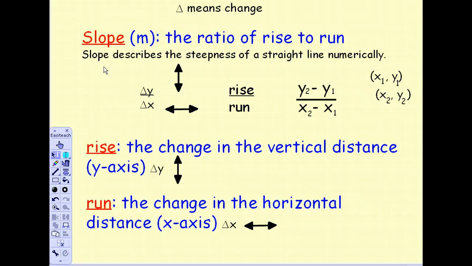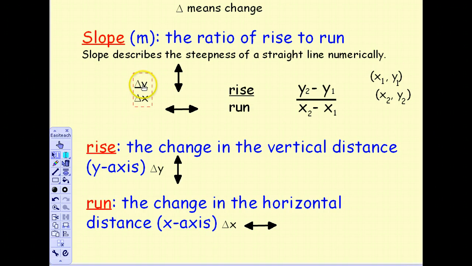If it's a really high number, that means the line is a really steep line. If it's a low number, the closer it is to 0, the more flat the line is. Okay, we use this Greek symbol. It's a triangle. It's called delta. It means change. Okay, so when we write this fraction over here, we've got the change in y over the change in x. Like I said, we write slope as a fraction.